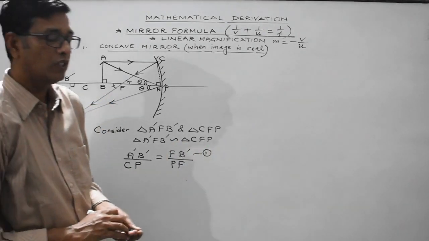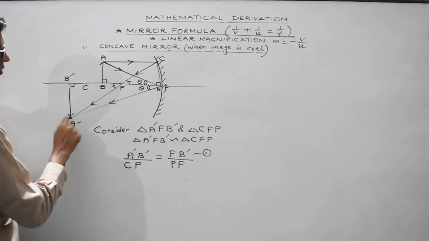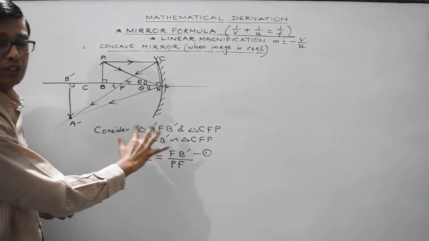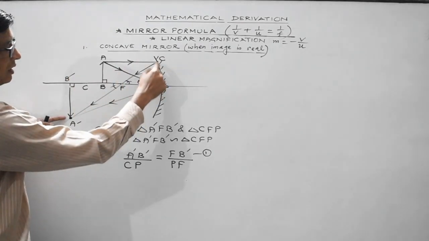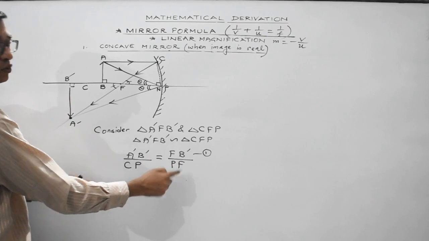So what we have done over here is, these 2 triangles are similar. Therefore, their corresponding sides are proportional. That is, A dash B dash divided by this side would be equal to FB dash divided by this side. This is what we have done.